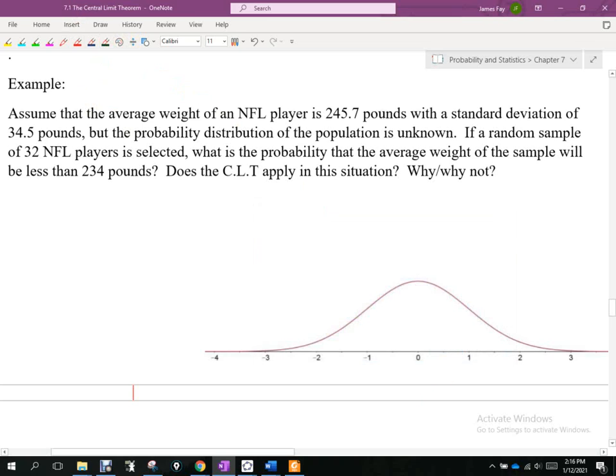All right, so central limit theorem. Okay, just an example here. Assume that the average weight of an NFL player is 245.7 pounds, with a standard deviation of 34.5 pounds.